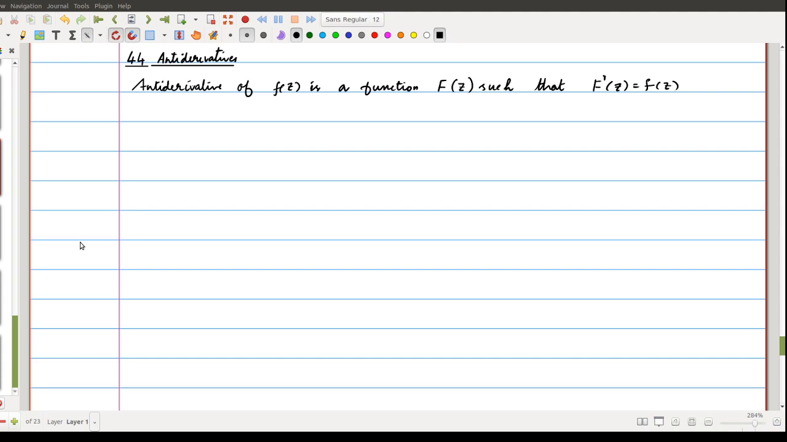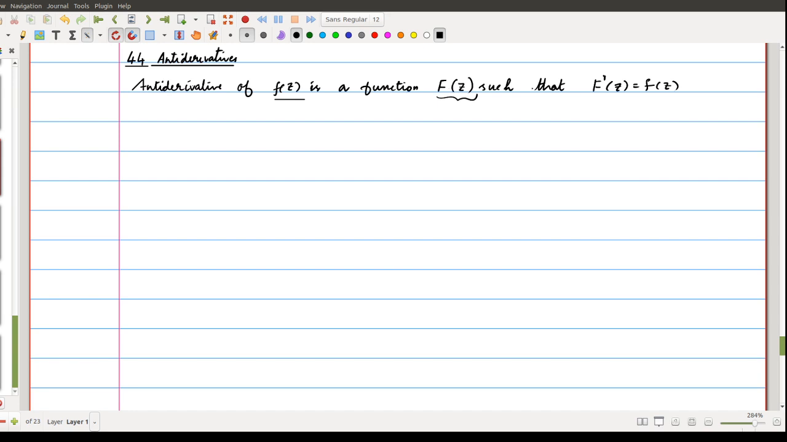In this video, we discuss section 44, antiderivatives. First, we have a definition that is the same as the definition in real analysis. An antiderivative of small f of z is a function capital F of z. This is what we call the antiderivative of small f of z.